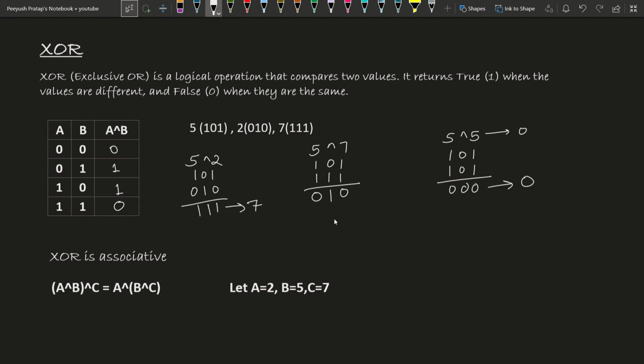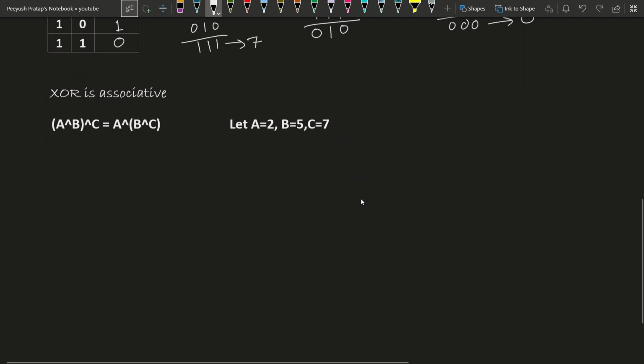Now another property of XOR is that it is associative. That means if we do A XOR B and then XOR C, or if we do B XOR C and then XOR A, the answer will be the same. That means order does not matter. So now let's look at it with an example. Here we have taken A as 2, B as 5 and C as 7.